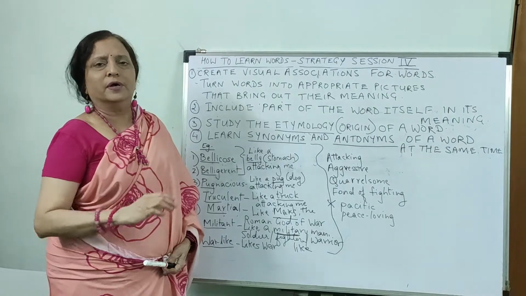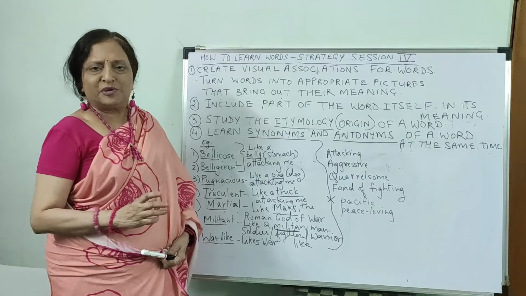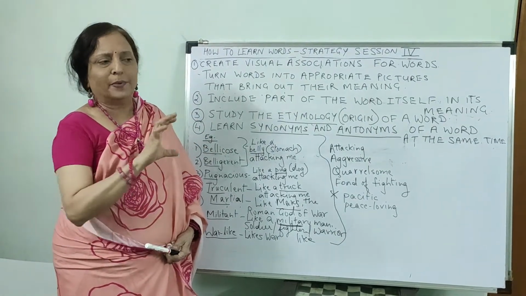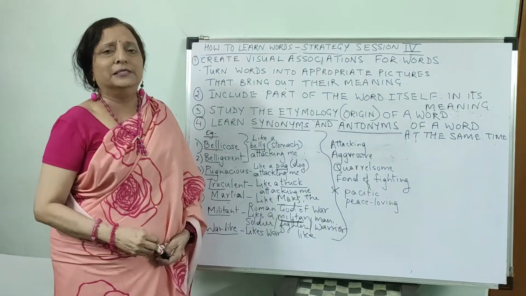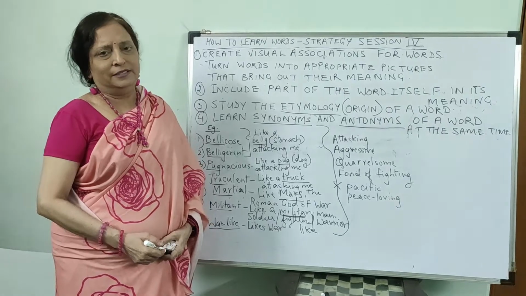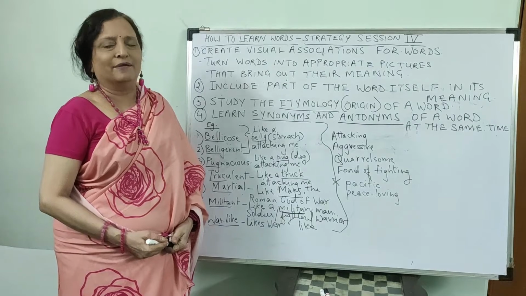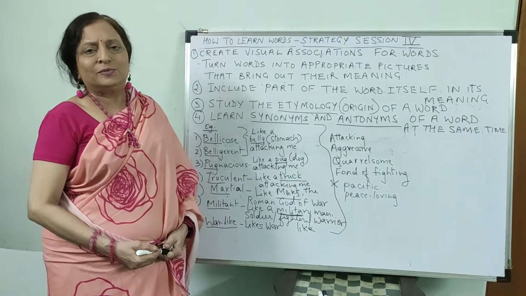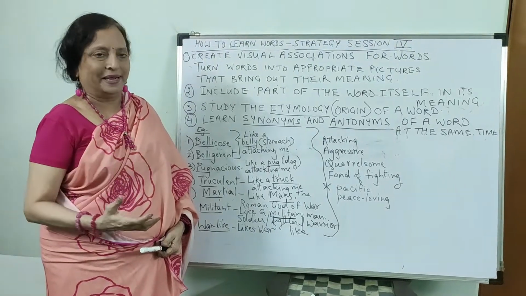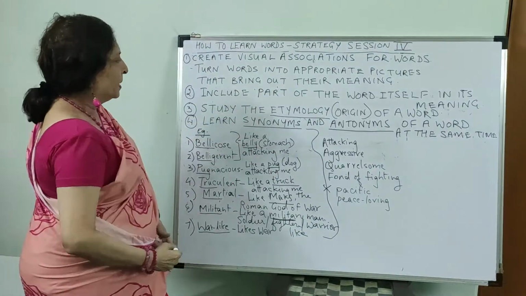The meaning of the word is also abstract. Pride is a quality that is abstract. Can I show you a table or any other object? Pride, I can't. So it is a dual abstraction, and anything that is so abstract is extremely difficult, first of all, to visualize and understand, and finally to remember. So the easiest way is to turn it into a picture that brings out its meaning. So that is, create visual associations for words.